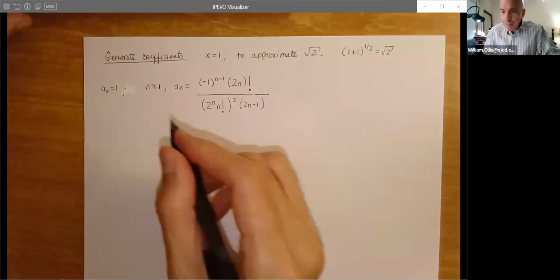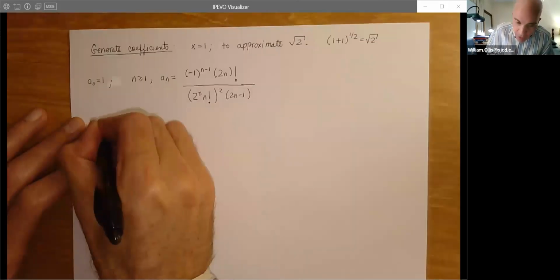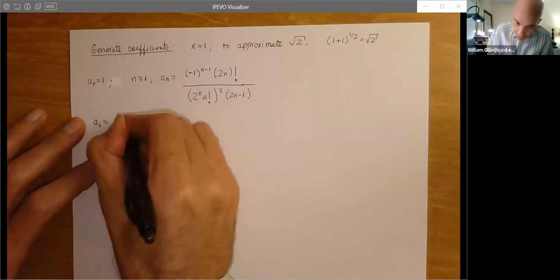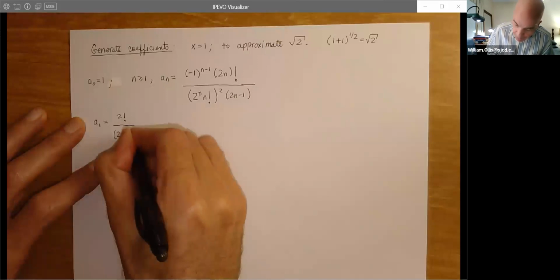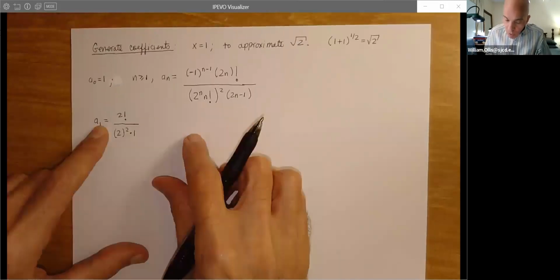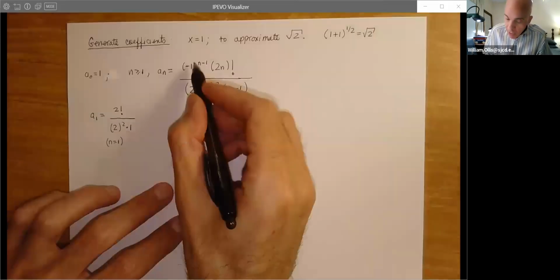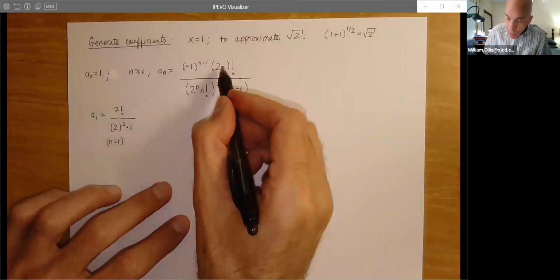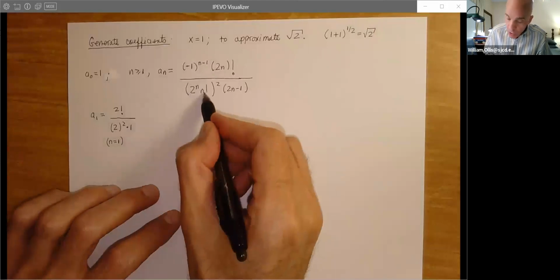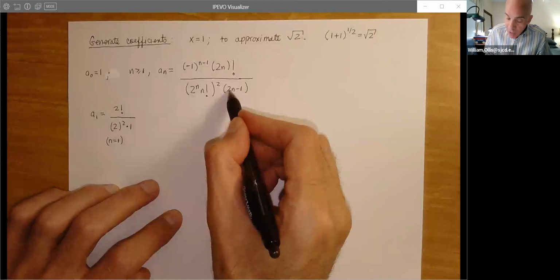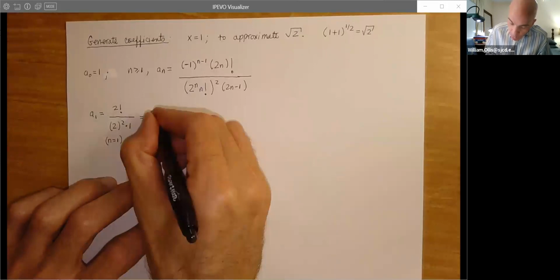So for a sub 1, you're going to get 2 factorial divided by 2 squared times 1. That is, note when n is equal to 1, so we'll just say n equals 1. We've got negative 1 to the 0, which is 1. 2 times 1, 2 factorial. And then we have 2 to the 1 times 1 factorial, that's 2, so 2 squared. And then we have 2 minus 1, which is 1. So what does that give us? Well, that's just 2 over 4, which is 1/2.